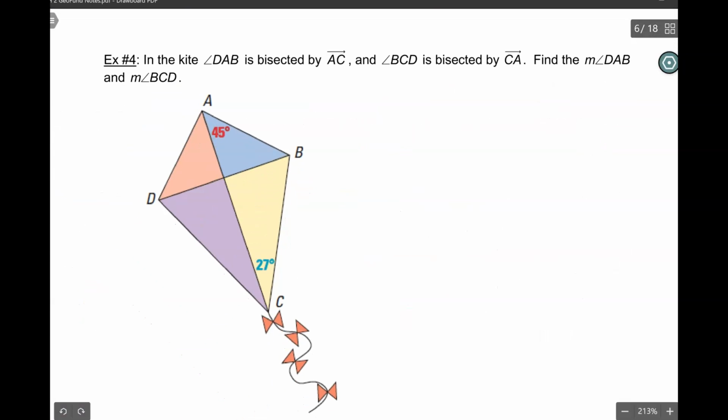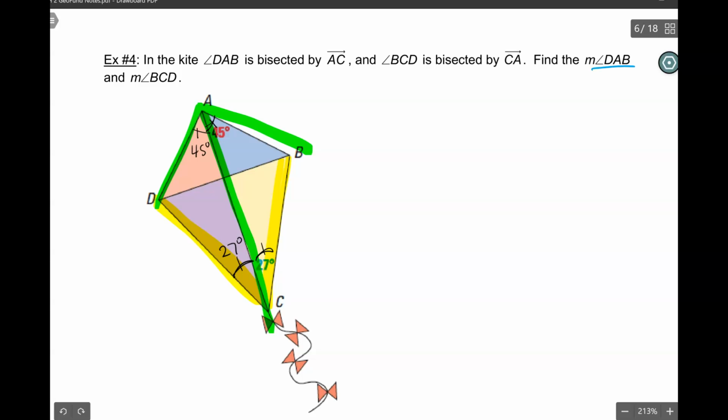And last, in the kite, DAB is bisected by AC. So this AC is bisecting DAB. Oh, okay. So what that means is if this is 45 degrees, this must also be 45 degrees. Then we have angle BCD. BCD is this angle. And once again, it's bisected by CA. So that means if this is 27 degrees, this one here must be 27 degrees as well.